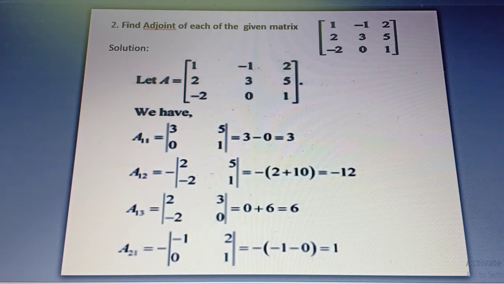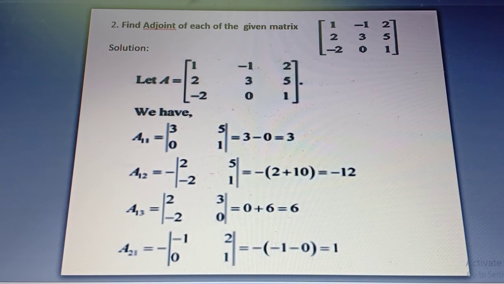Let us consider some questions here. We have to find the adjoint of the given matrix. The matrix is given. So students, we know that the adjoint means the transpose of the cofactor matrix of A. So first of all, we have to find the cofactor of each and every element of the given matrix.